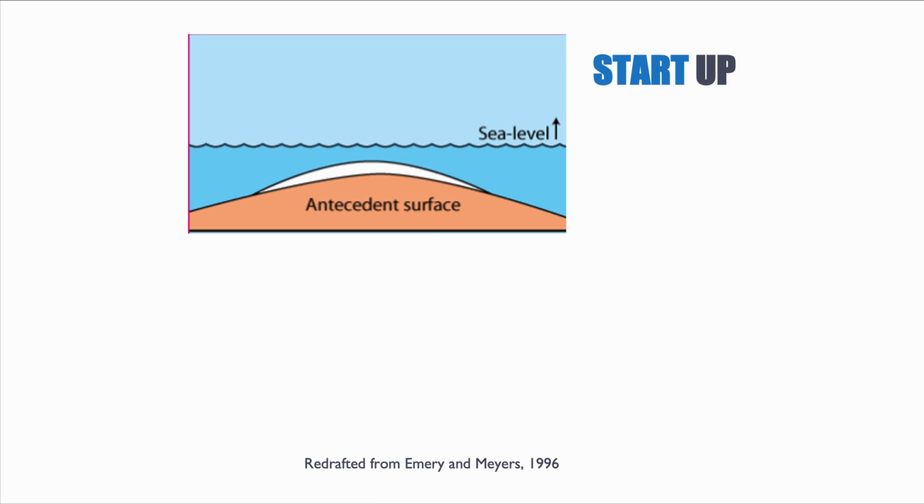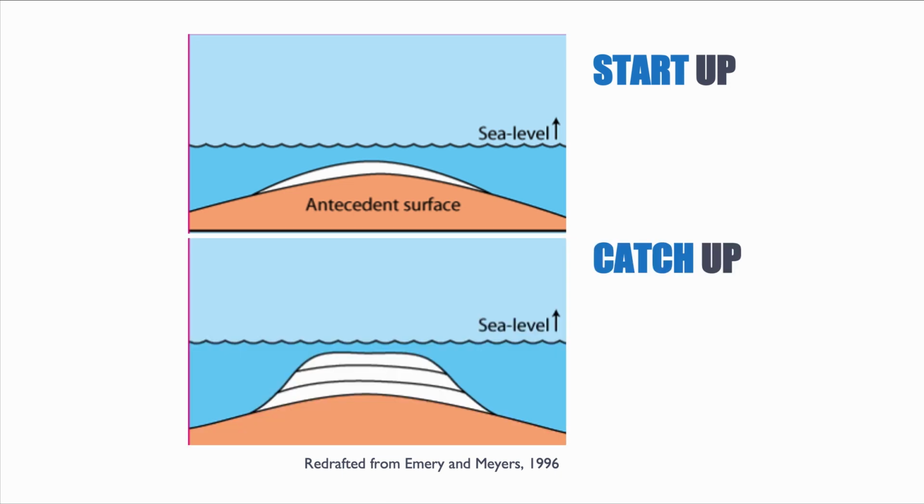Sea level is going up. In white, you have the carbonates. And at first, in the startup phase, the population of the carbonates is fairly small, so they cannot completely fill accommodation. Then in the catch-up phase, the population is just large enough to keep up with sea level, so what they do is they tend to aggregate. So this is a phase of aggradation, and that's typically what you will have during the TST, the transgressive system tract. You will have aggradation to retrogradation.